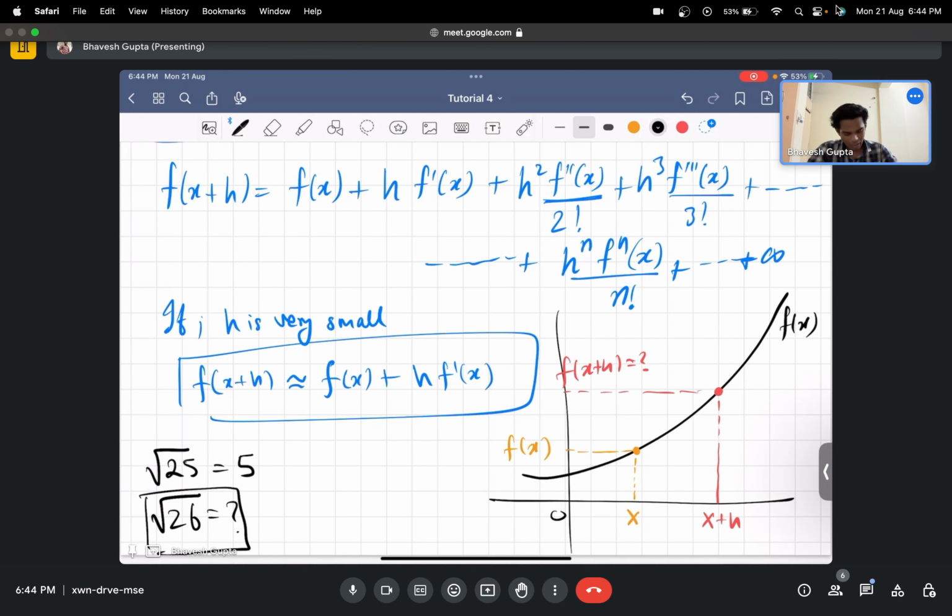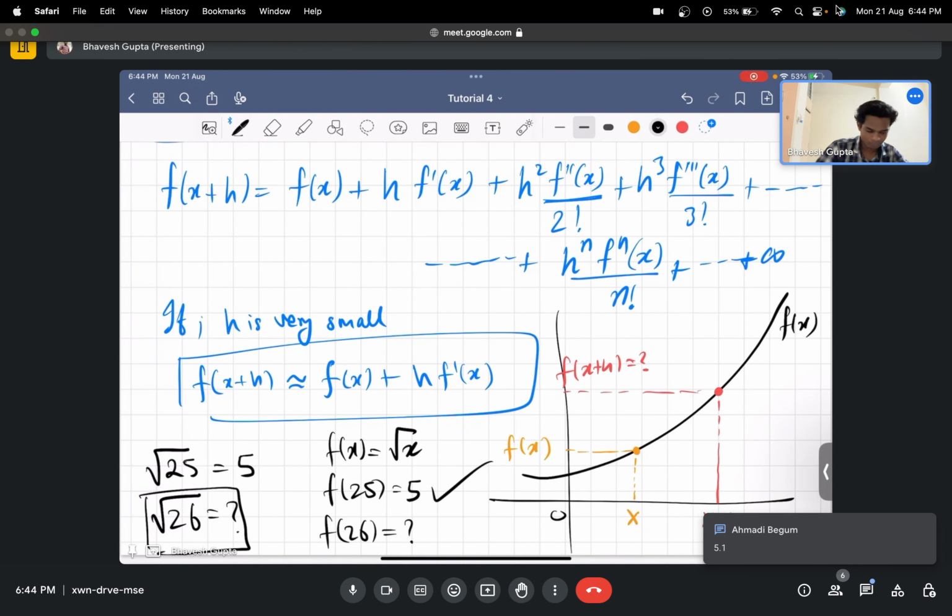As you can see, if I define a function like the square root of x, I know what the answer is for this. That's trivial. But I'm asking what the answer is for this. Very similar question, right? On the left-hand side I just showed you an example, but now I just want to estimate this, right?